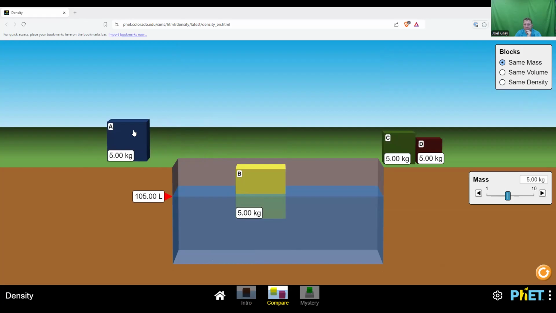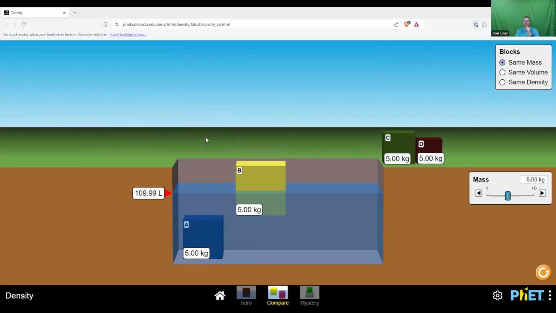Well, if we want to look at the size of them, they're kind of different in size. Oh, so this block B is big, but it has the same mass as A. A is more condensed. It's more packed in there. It's more dense. Now, if we look at C, what do you think is going to happen with this brick or this block that's C?